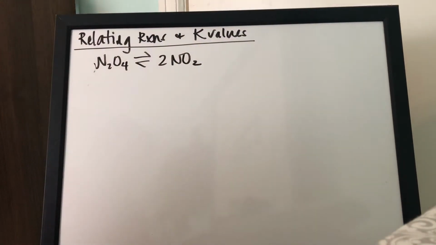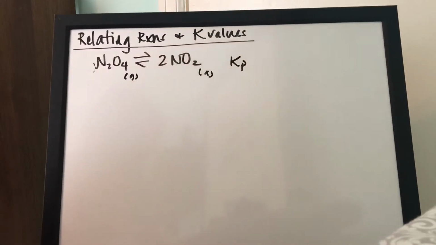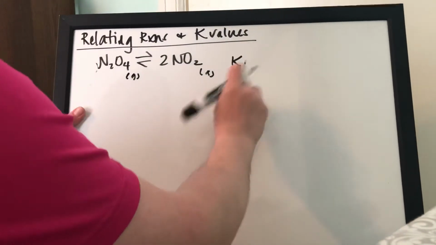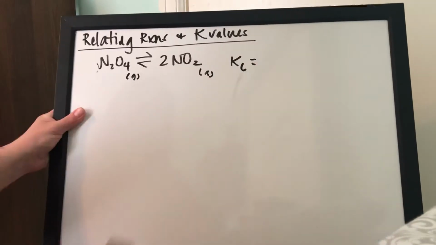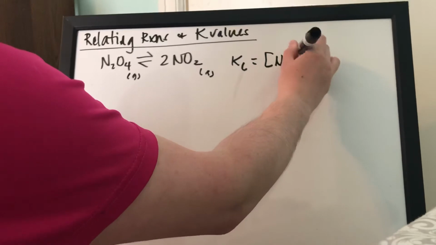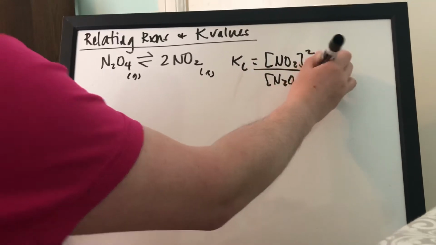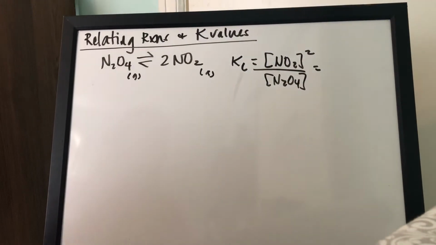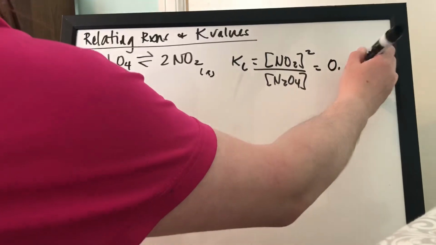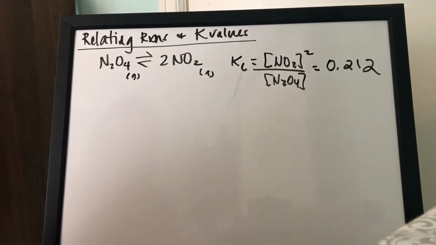Okay, gas and gas. So if we wrote a Kp for this, or well, let's do Kc. My paper's Kc, I apologize. Okay, so Kc would be concentration of NO2 squared over concentration of N2O4. And of course I could look this up, or we just did this one on the front, and that value was 0.212. Okay. So now the situation would become, what if I double this? Okay, what happens to Kc?